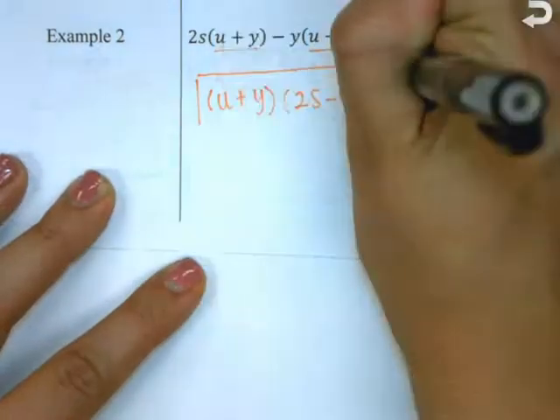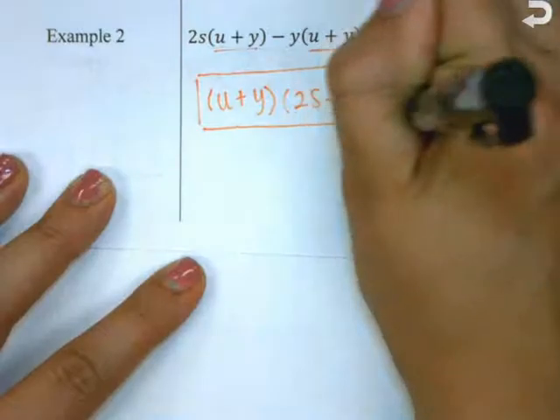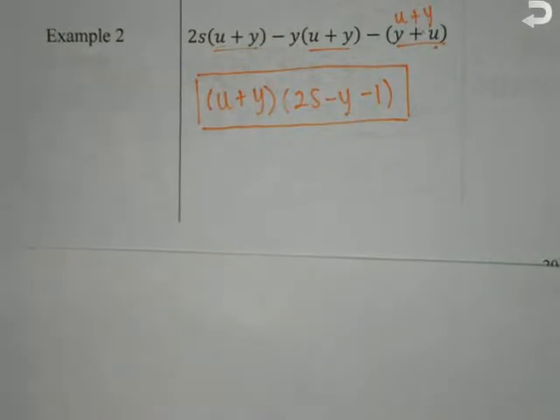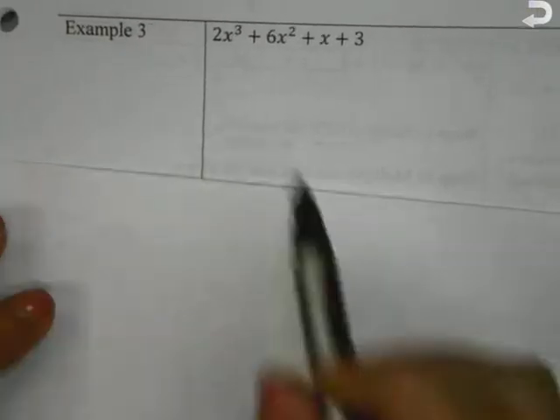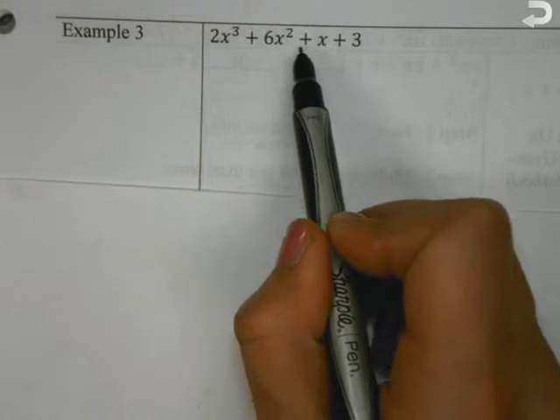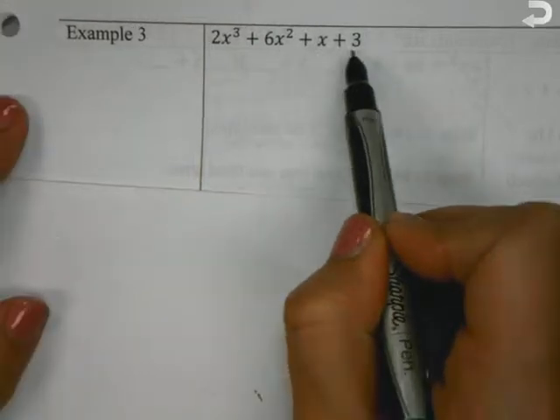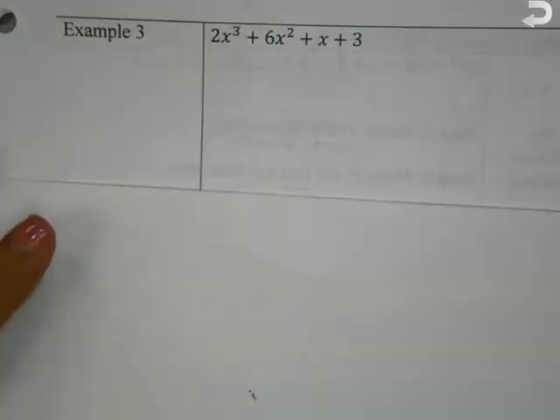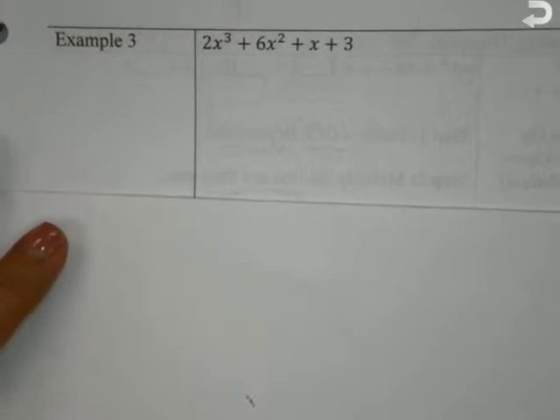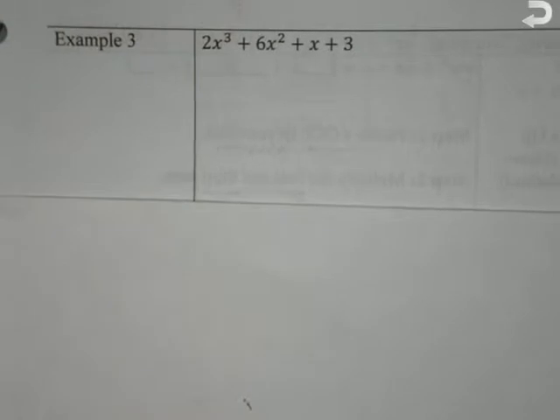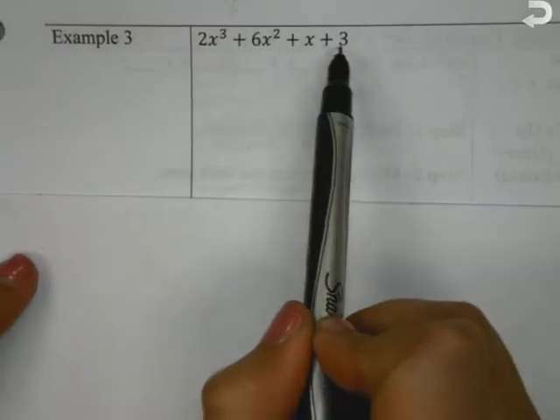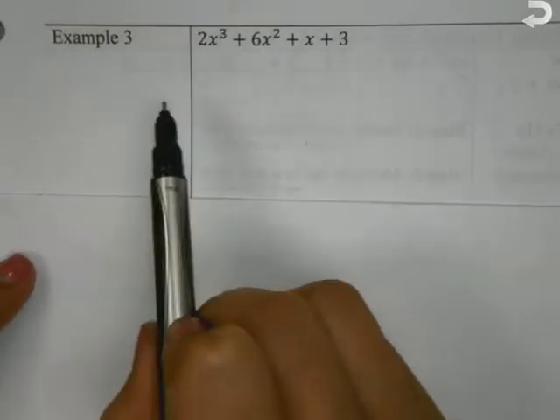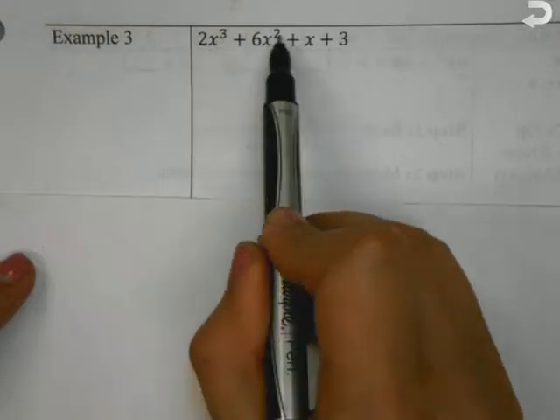Let's look at example 3. So let's actually look at this in action now. 2x to the third plus 6x squared plus x plus 3. This is what your problems will actually look like. I have 1, 2, 3, 4 terms here. All of them are in order. I have x to the third, x squared, x to the first, and no x, right? x to the 0. So they're all in descending order.